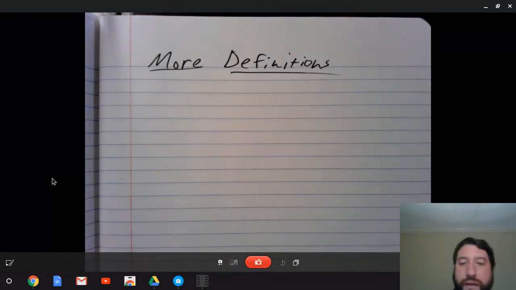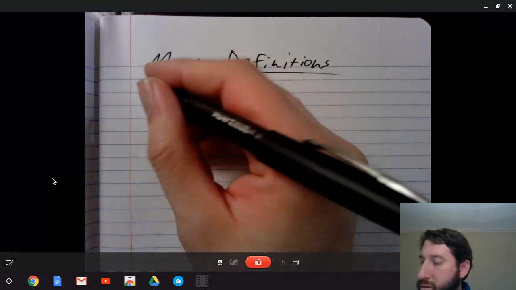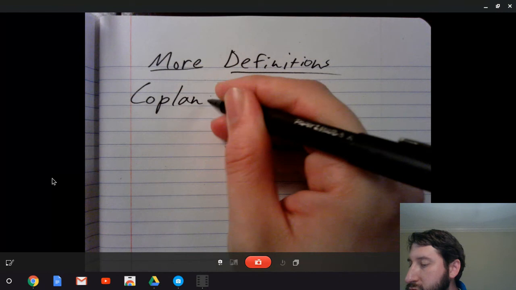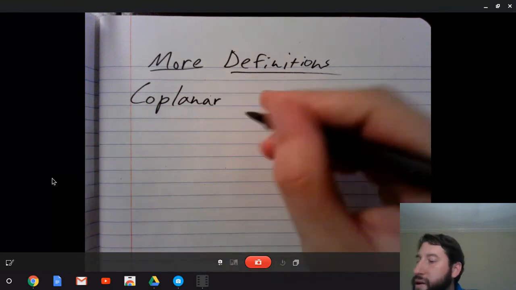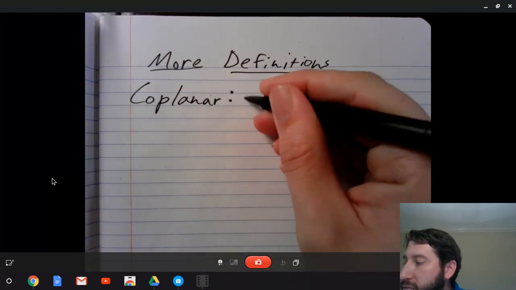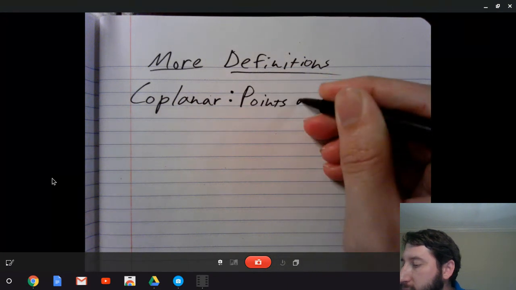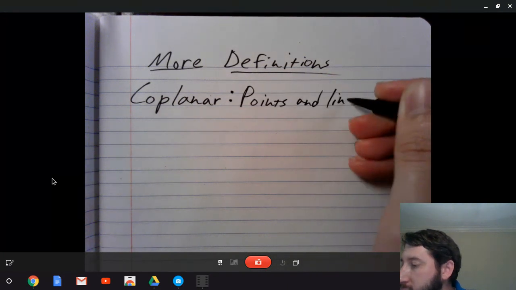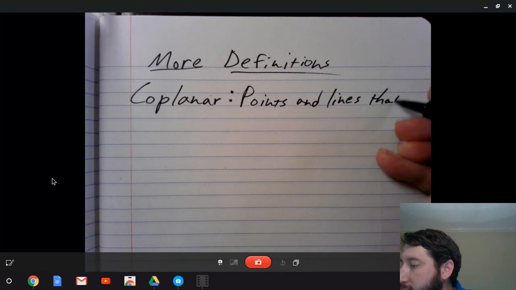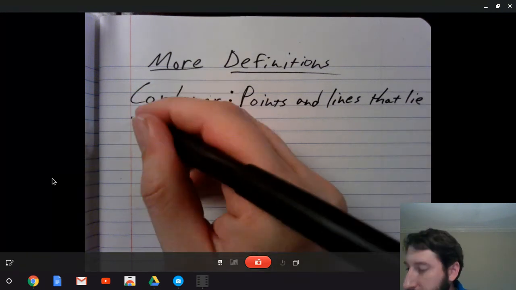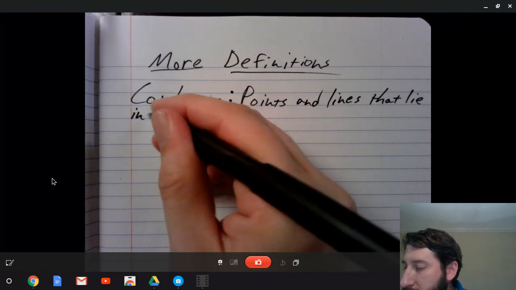First definition we have is coplanar. Coplanar, the definition of that is points and lines that lie in the same plane. So in the same plane.